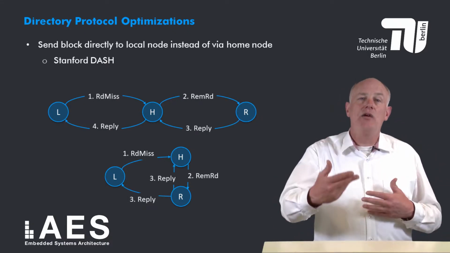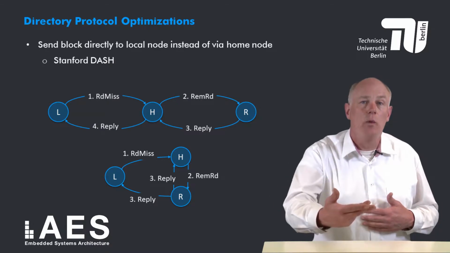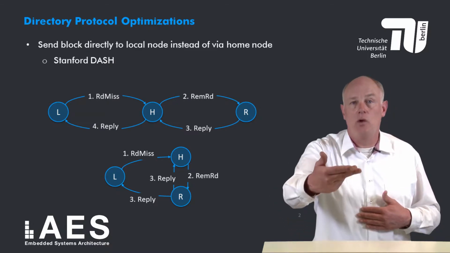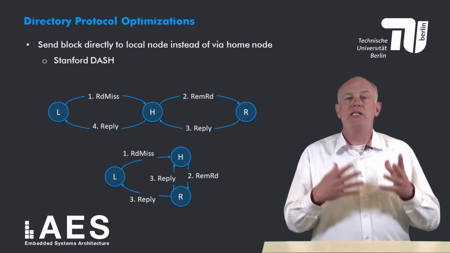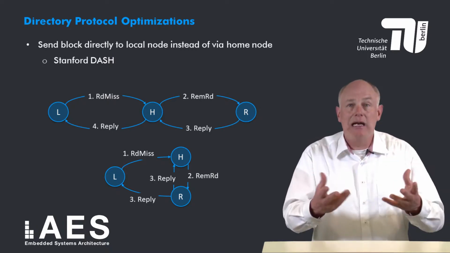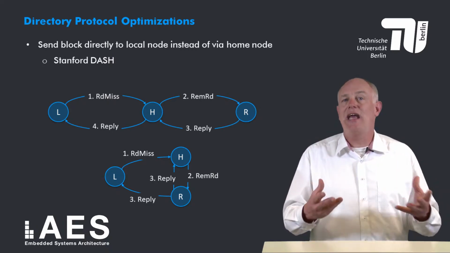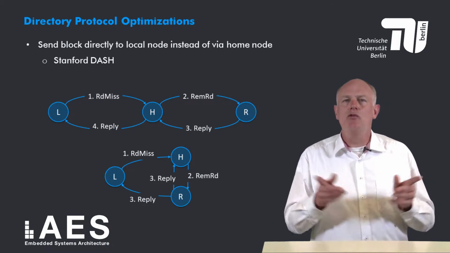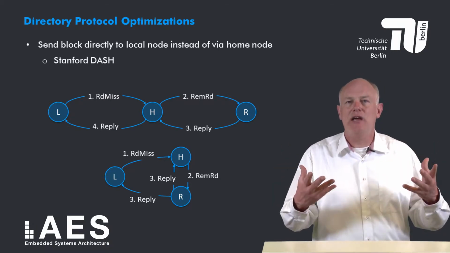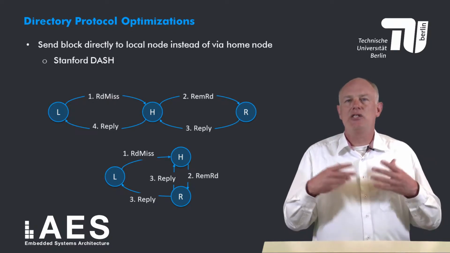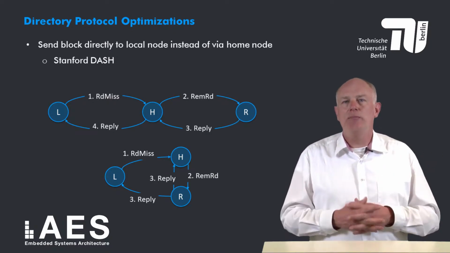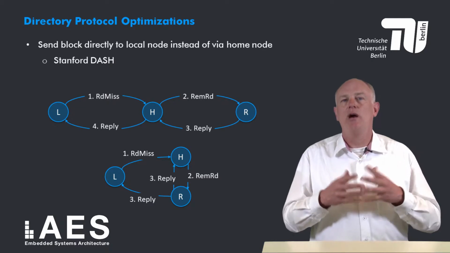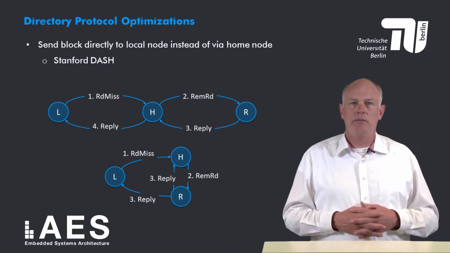Instead of sending the reply message first to the home node and from there to the local node, the remote node sends the reply directly to the local node and simultaneously to the home node. These two messages can be routed independently and simultaneously through the network, and so the latency of the read miss has been reduced from 4 to 3 network traversals.